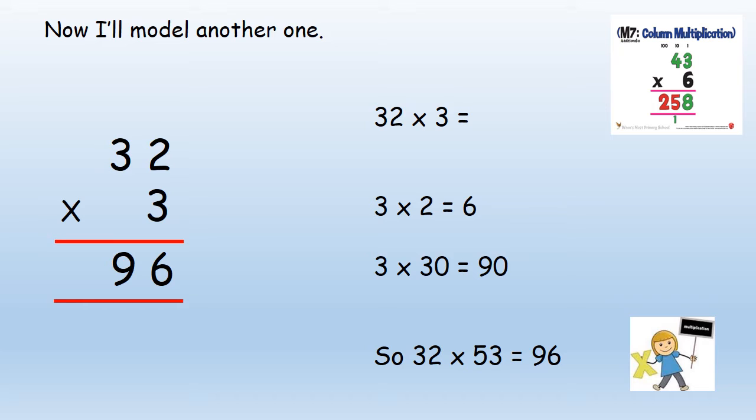And now I'll model another one. 32 times 3. So, first of all you do the 1s. 3 times 2 equals 6. Then you multiply the 10s. 30 times 3 equals 90. And then you don't even need to recombine because you've written it directly in the answer lines. I told you this was a little bit easier, didn't I?